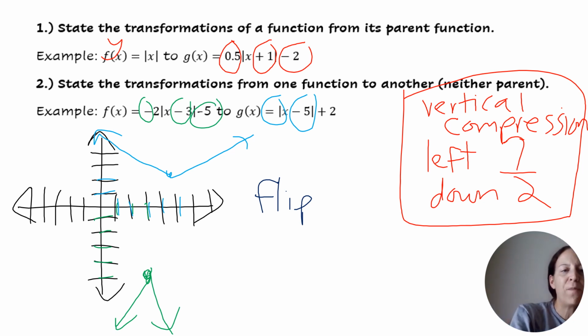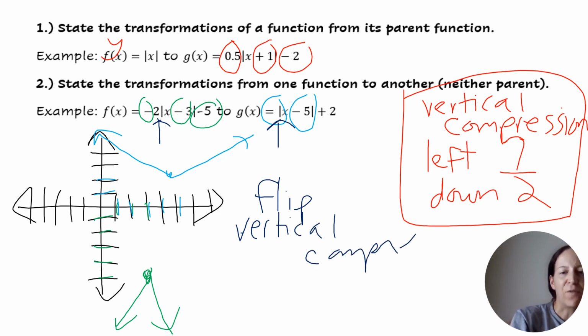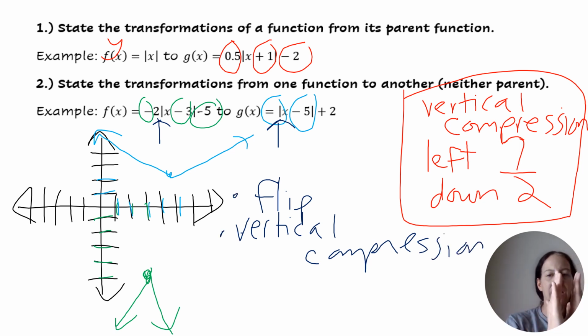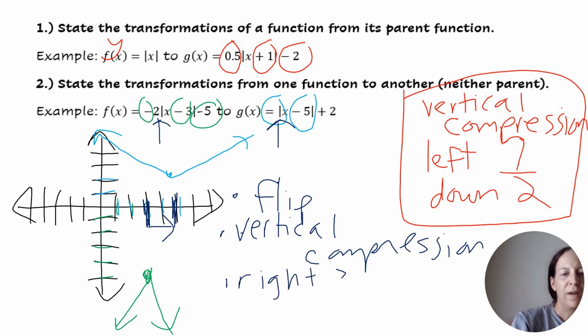Then it went from being skinny to not skinny, which means that we did a vertical compression again to get from one to the other. Okay, so we had to flip it over and we had to go from skinny to not as skinny. Then we were here, right, at the right 3, and we end up at right 5. So we had to go right 2, and then we were way down here at the -5, and we go up to the +2, which means we had to go up 7.